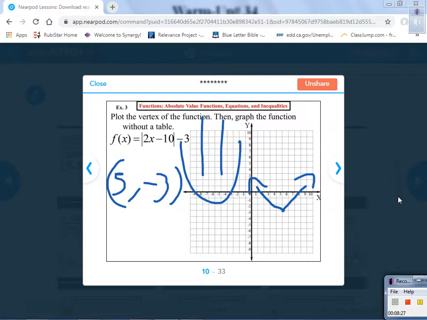Look at it. Hands up if you got that. Yeah, we got this, yes? Remember, whenever there's a coefficient on x, you need to take whatever's inside, 2x minus 10 equal to 0, and solve for x. That would be your h. Okay?